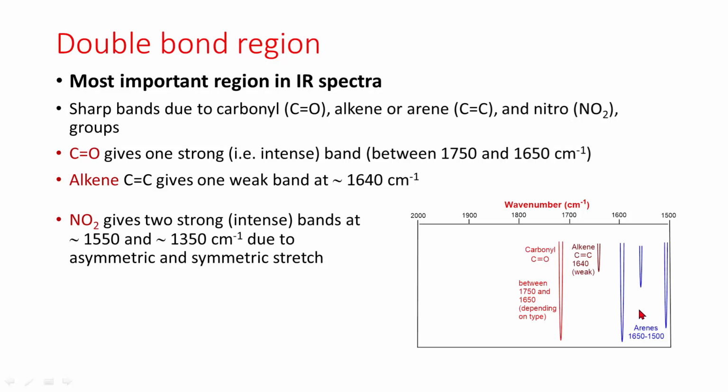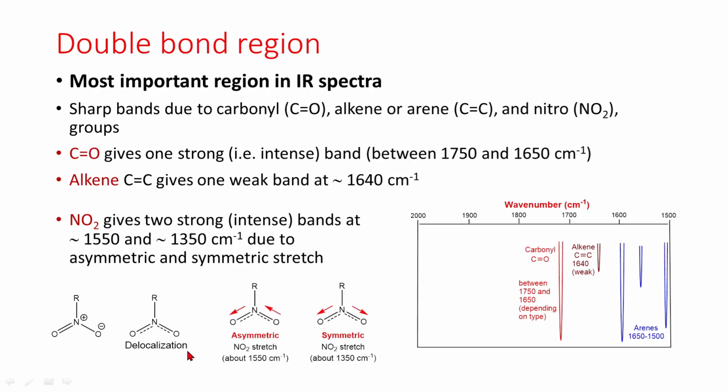Nitro group, not shown here, gives rise to two strong bands at 1550 cm⁻¹ and 1350 cm⁻¹ due to asymmetric and symmetric stretch. This is delocalization in case of nitro group, and asymmetric stretching appears at about 1550 cm⁻¹ and symmetric stretching appears at about 1350 cm⁻¹.